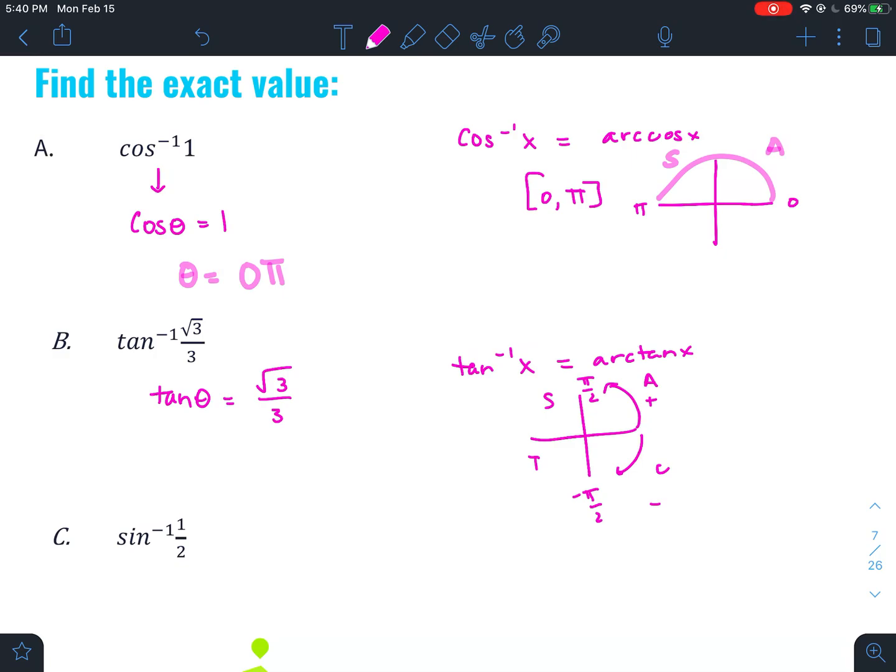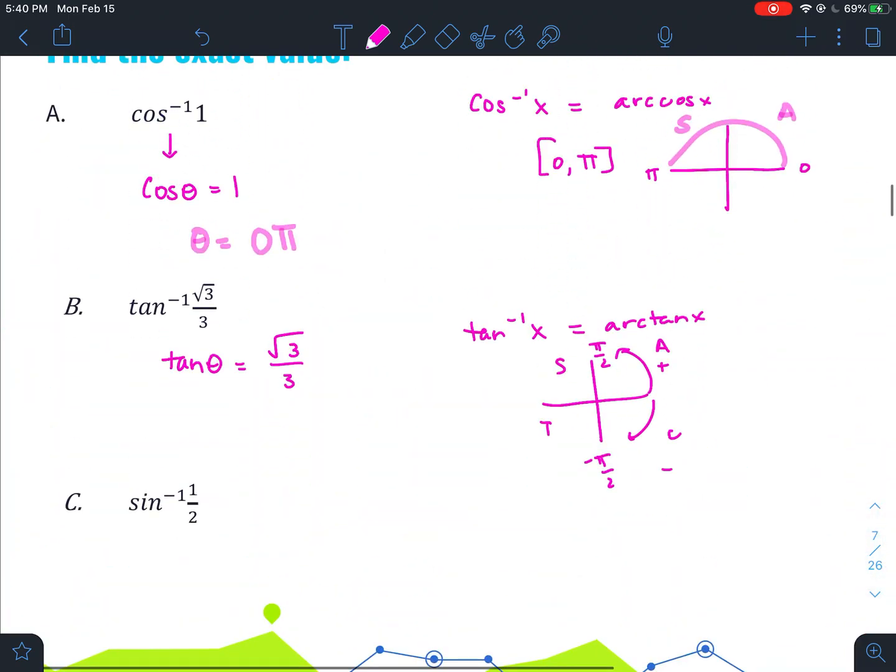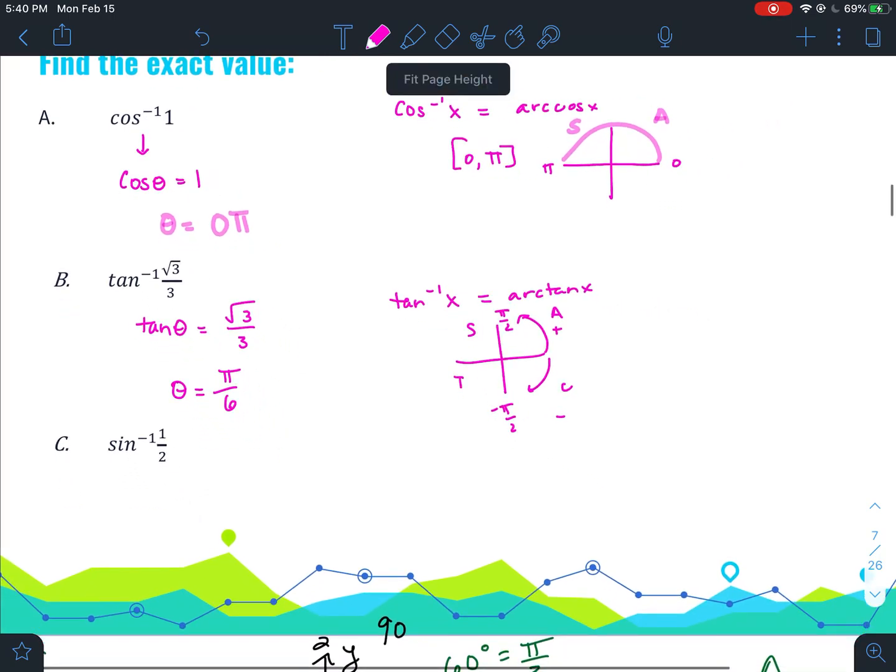And so tangent is square root 3 over 3 at 30 degrees, which is pi over 6. So the value for tangent that would give you square root 3 over 3, and that is in the first quadrant, would be pi over 6.